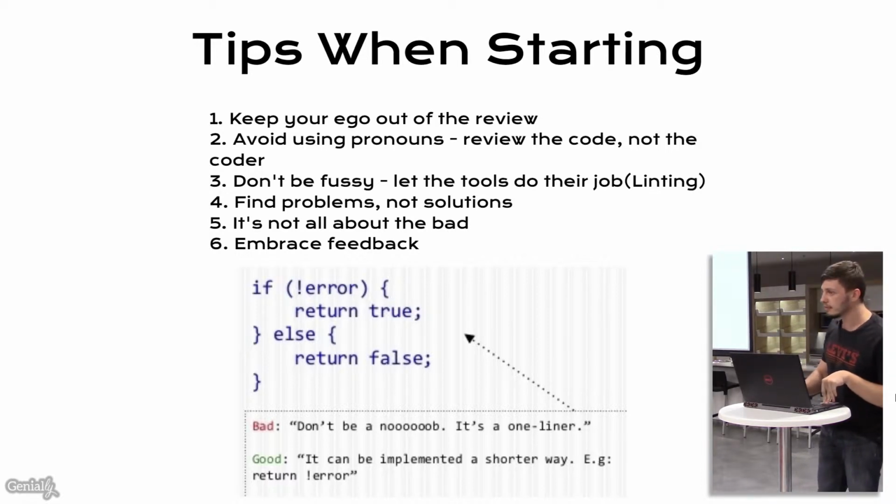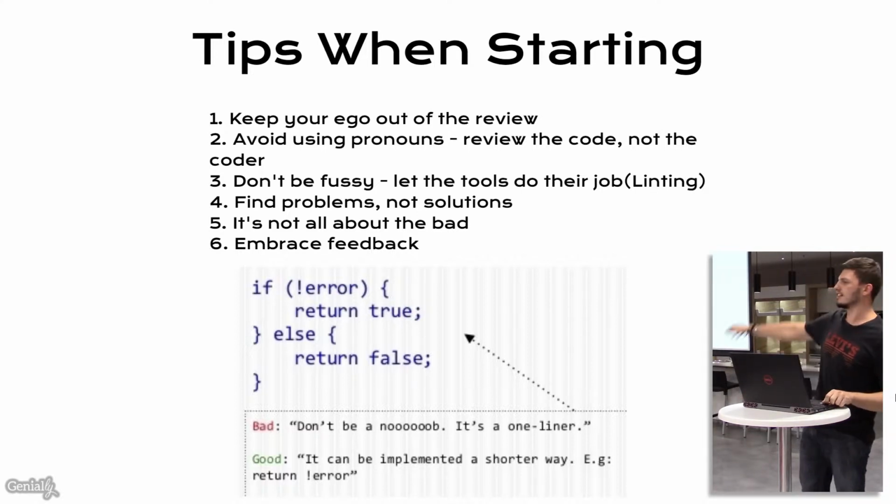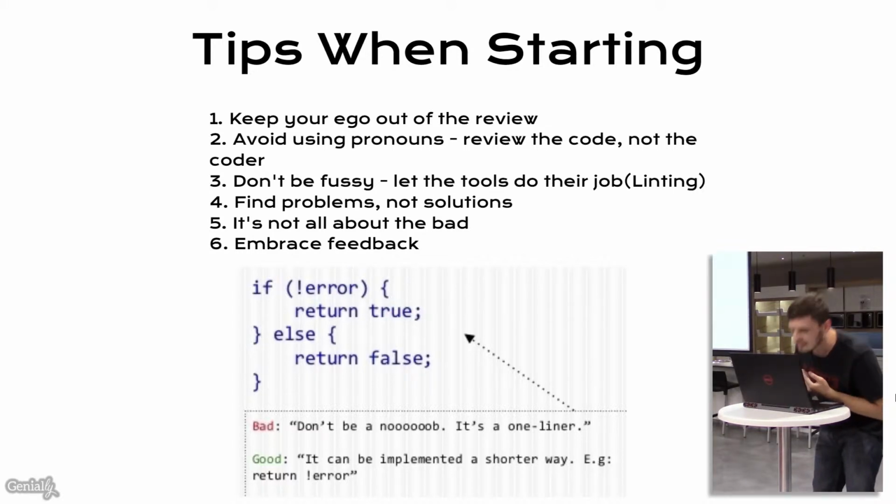Another thing to keep in mind is to not use pronouns. Try to review the code and not the coder. Instead of saying, you did this wrong, rather ask something like, don't you think we can do this in a better way? For instance, the picture at the bottom is a good example of that. So the third thing, don't be fussy. If you're using linters, let them do the job. Don't spend your time in code reviews actually looking at styling and formatting issues. That's why the linters are there, and they do it much better than humans do anyway.